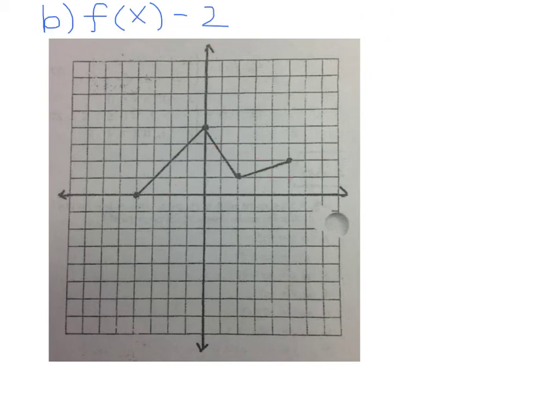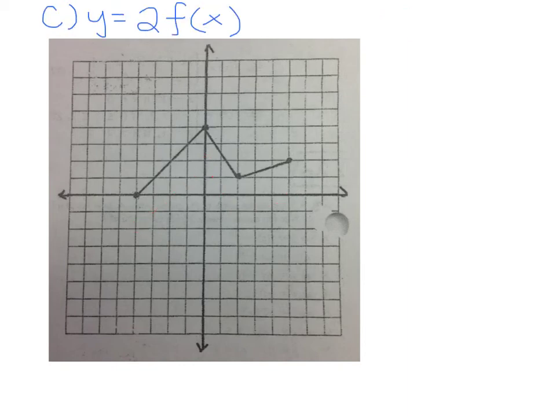Part B says y equals f of x minus 2, and this time my minus 2 is outside of my parentheses. So this now means it's going to be moved down 2 since it was a negative. So you take these 4 points and you move it down 2. Connect your points, and your graph should look like so.